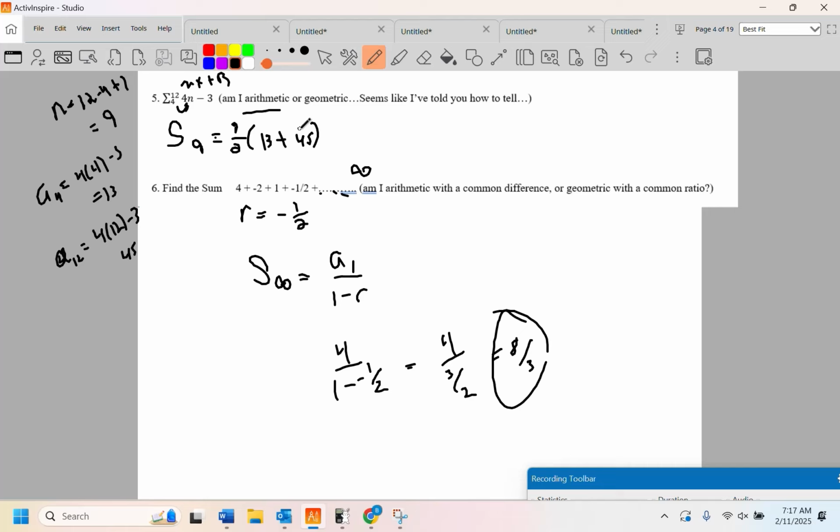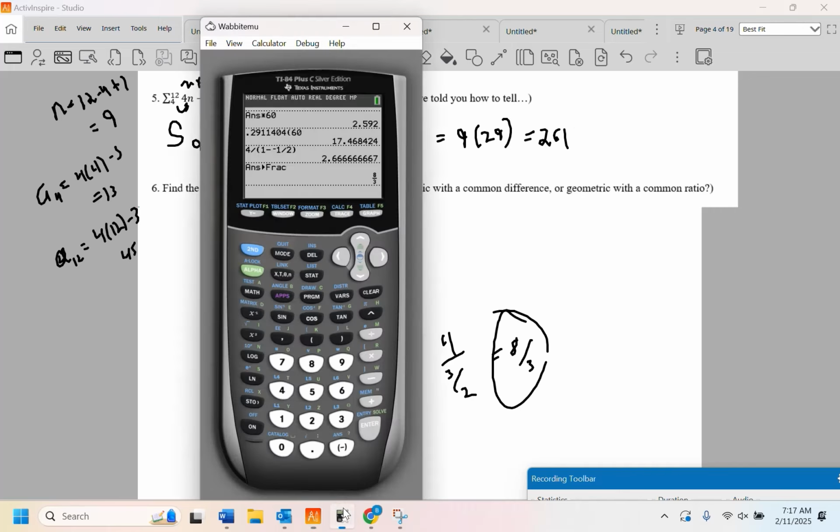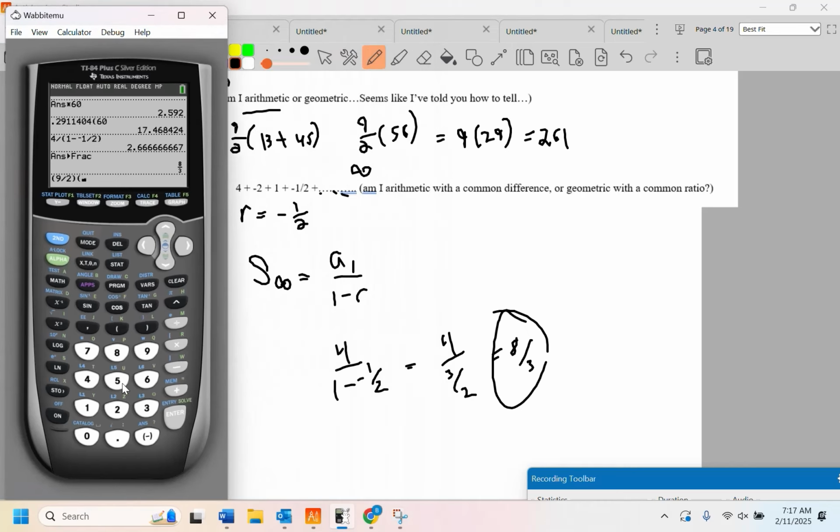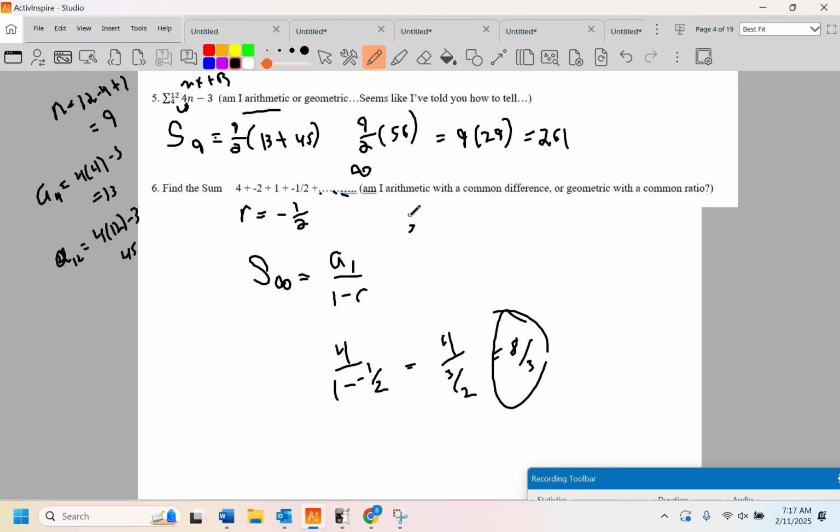And I don't know how much of this you care to do in your head, but 13 and 45 is going to be 58. 9 over 2 times 58. Half of 58, as tired as I am, I feel like it's 29. This is 9 times 29, so that's 180 plus 81, which is 261. So let's check me because it is early in the morning and I'm tired. We had a 9 over 2. We were multiplying that by 13 plus 45. 261. Almost done.